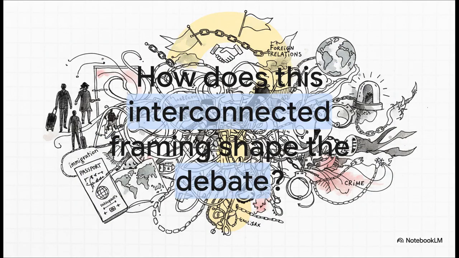And that leads us to our final question for you to think about. When you take these issues that are often debated separately, immigration, crime, foreign policy, and you weave them all together into a single, interconnected national security threat, how does that fundamentally change the whole political debate around each one of them?